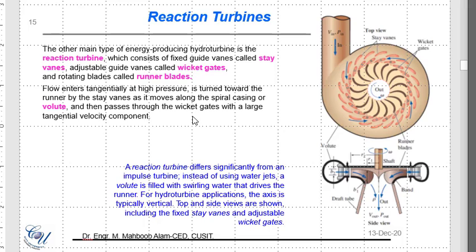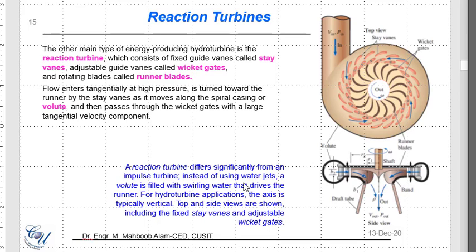Unlike the impulse turbine, the water completely fills the casing of the reaction turbine. So we have this complete casing filled with water. And this is the reason that a reaction turbine generally produces more power than an impulse turbine of the same diameter, net head, and the volume flow rate. It is important to know that the angle of the wicket gates is adjustable, so that the volumetric flow rate can be controlled through the runner. So this is the basic difference between the reaction turbines and the impulse turbines.